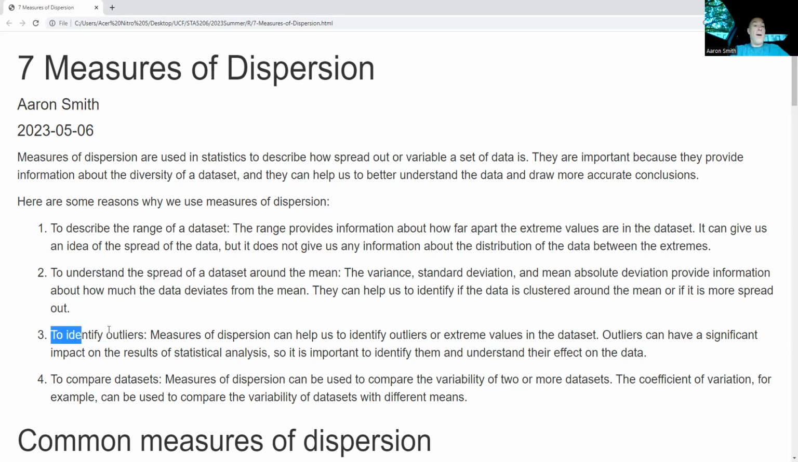Next use is to identify outliers. Measures of dispersion can help us to identify outliers or extreme values in the data set. Outliers can have a significant impact on the results of statistical analysis, so it's important to identify them and understand their effect on the data. Another use is to compare data sets. Measures of dispersion can be used to compare the variability of two or more data sets. The coefficient of variation, for example, can be used to compare the variability of data sets with different means.